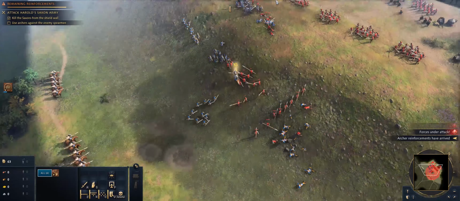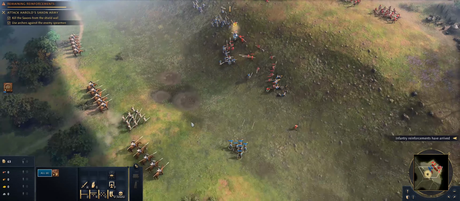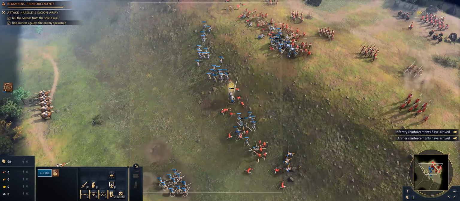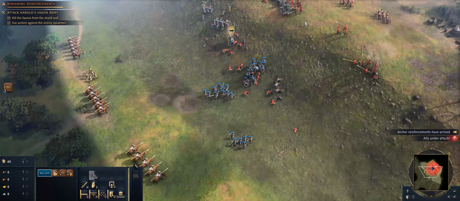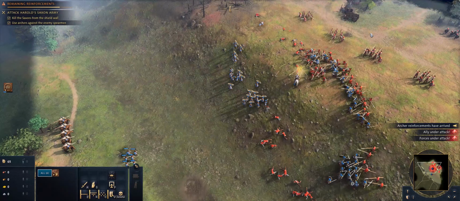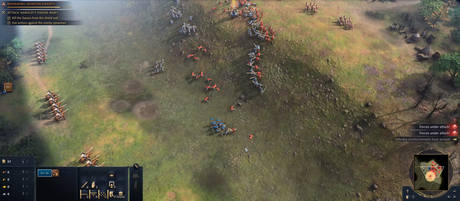The Anglo-Saxon archers joined the fray, and the Normans' deadly cavalry ready to charge. But first, William's forces had to eliminate the enemy spearmen, whose sturdy pole arms could easily bring down a horse.